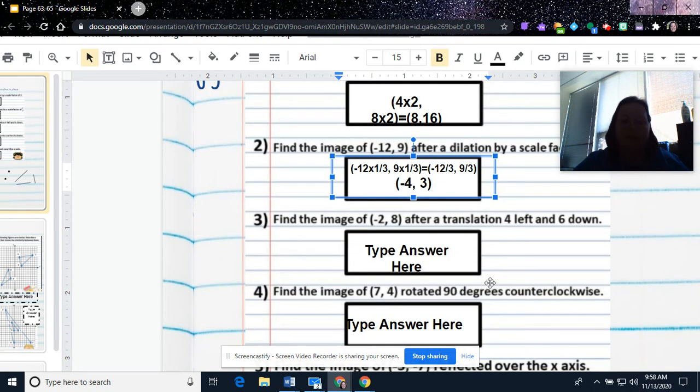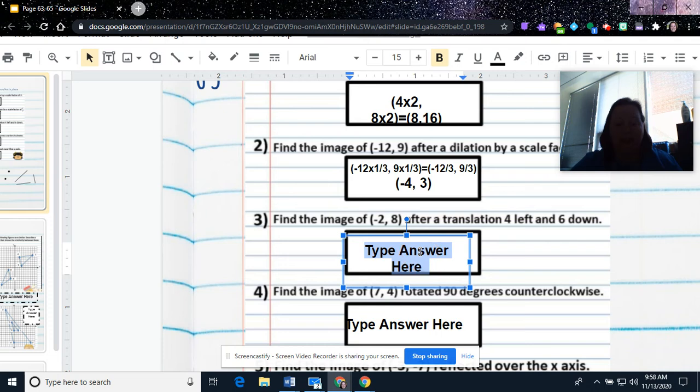The next one says find the image of negative 2, 8 after a translation of 4 left and 6 down. So this one is kind of refreshing our memory from earlier in our notebook. If you're going to go 4 left, left makes your number smaller, so you're going to want to subtract 4. And if you're going 6 down, down is also in the negative direction, so you'll want to subtract 6. So now you would have negative 2 minus 4, that's going to give you negative 6. And then 8 minus 6 gives you a 2. So basically you're taking the point and moving it 4 left, 6 down.